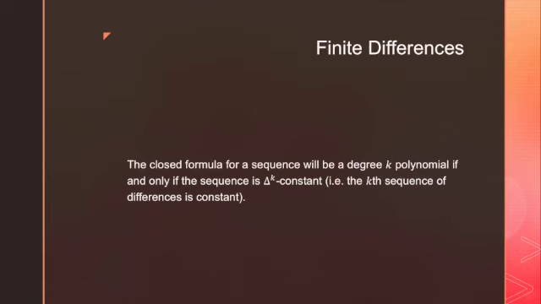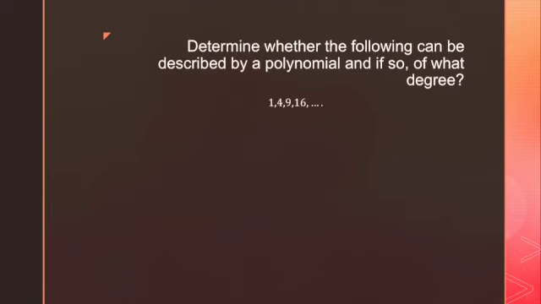So let's take a look and determine whether or not this can be described by a polynomial, and if so, what degree it would be. So I take 4 minus 1, which is 3, 9 minus 4, which is 5, 16 minus 9, which is 7. Next I take 5 minus 3, which is 2, and 7 minus 5, which is 2. So this would be a degree 2 polynomial.